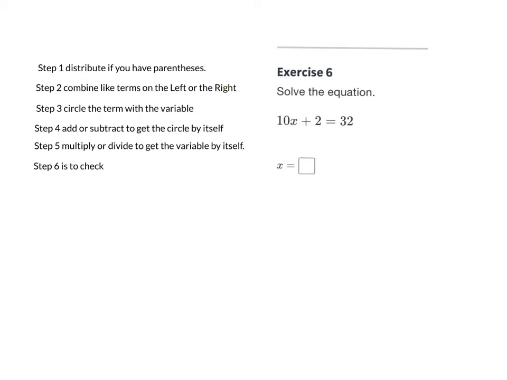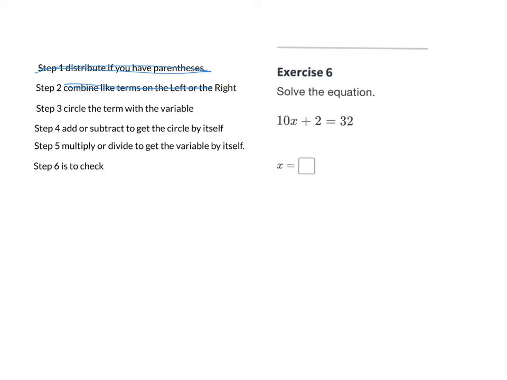Alright guys, good morning. Today I'm going to go over E1, and this is 1.2, and we've got 4 problems to go over today, and so I'm going to go through the same steps that we had yesterday in our notes. So the first part is distribute if you have parentheses. We don't have any parentheses. Combine like terms. There's nothing that we can combine on the left side or the right side.